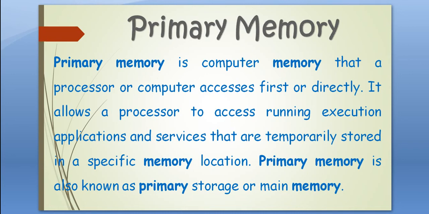Now, first we talk about primary memory. What is primary memory? Primary memory is computer memory that a processor or computer accesses first or directly. It allows processors to access running applications and services that are temporarily stored in specific memory locations. Primary memory is also known as primary storage or main memory. This type of memory is used first by the CPU. The CPU is a processor unit which uses primary memory.